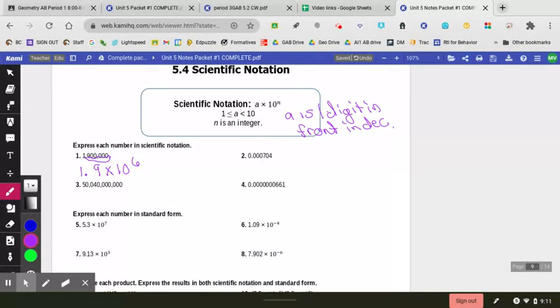Here, my decimal is between these two zeros. I need to move it so that I have one digit in front. That would be the 7. So that's 7.04 times 10 to the negative 4.